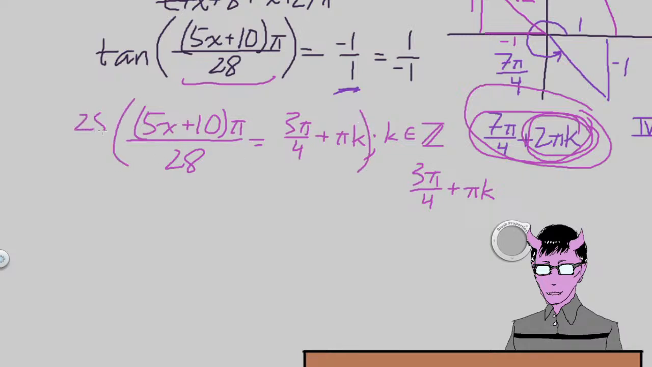I'm going to multiply both sides by 28 over pi to clear the fraction and the pi. So this one cancels with this one. That one cancels with that one. That leaves us with just 5x plus 10. And of course, make sure to distribute this one to that one. So this one partially cancels with the 4, giving us 7. So 7 times 3 is 21. Then the pi's cancel. And then lastly, this one times this one. The pi's cancel, but the 28 does not.